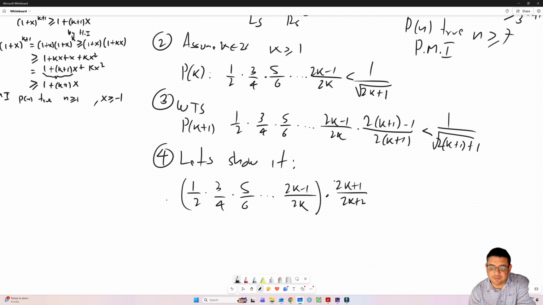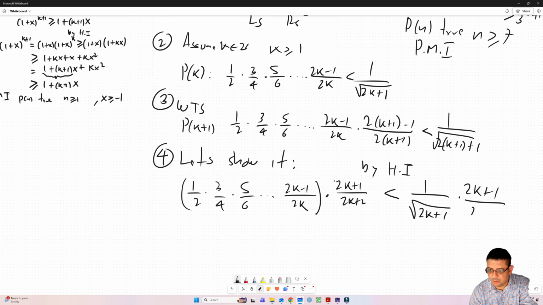Okay, and by hypothesis of induction, this one is less than 1 over the square root of 2k plus 1. So 1 over the square root of 2k plus 1 times (2k plus 1) over (2k plus 2). And by the way, notice that what I want to prove is just 1 over the square root of 2k plus 3. That's what I want to prove.